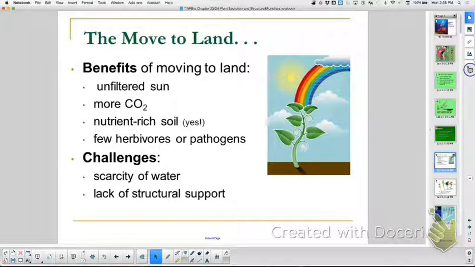What is the benefit of holding yourself upright? You can have your leaves up to the sun. Yeah. So scarcity of water and lack of structural support. Those types of things had to evolve for a plant to move on to land.